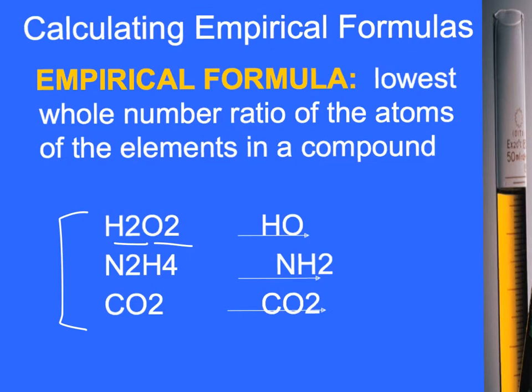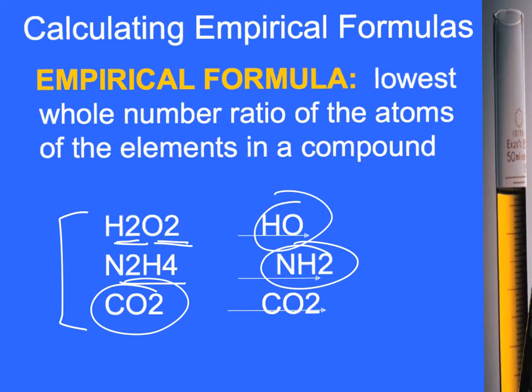So for an example, H2O2, those 2's can still be fully reduced. You can divide by 2 on each of them, and then it becomes HO. The N2H4, the 2 and the 4, those can still be reduced down. Divide both of them by 2, and then it becomes NH2. Sometimes the empirical formula and the molecular formula could be the same. So in this case, CO2 is already fully reduced, so it's going to stay CO2.